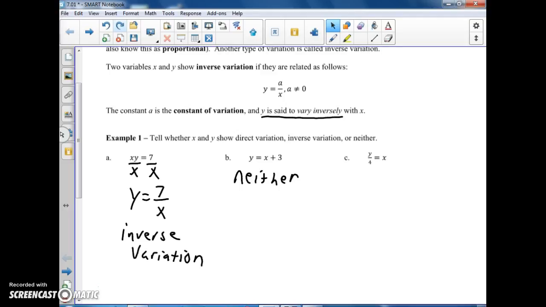Now look at C. Y over 4 equals x. Now you get y by itself. What would you do? Multiply both sides by 4. You guys all know this. It's simple as can be. Multiply both sides by 4, so you're going to get what? Y equals 4x. That's right. Everybody good? So is that direct or inverse? That's direct. Very good. That's direct variation. You got it.